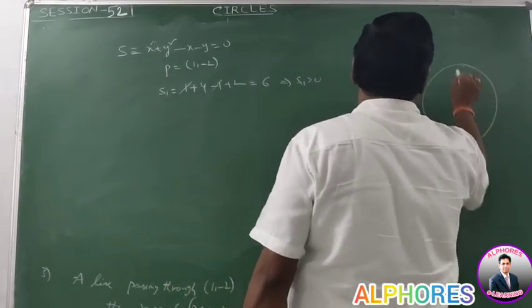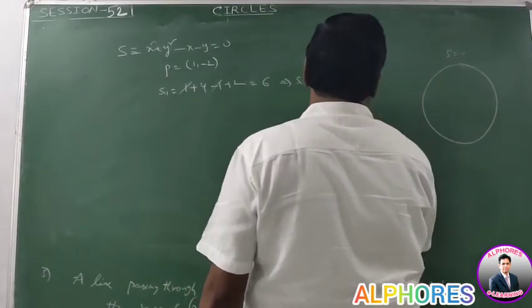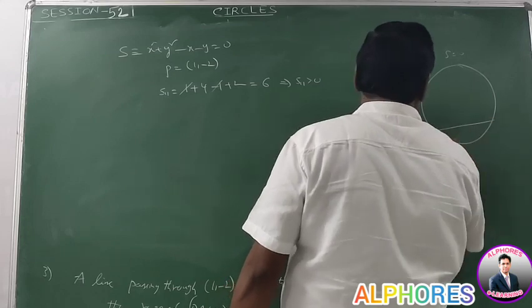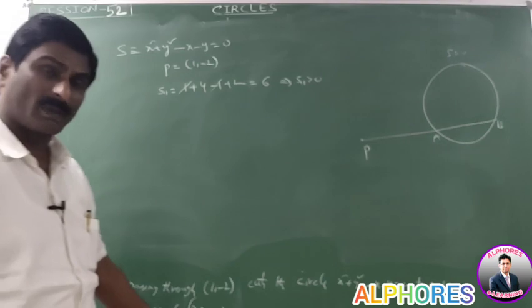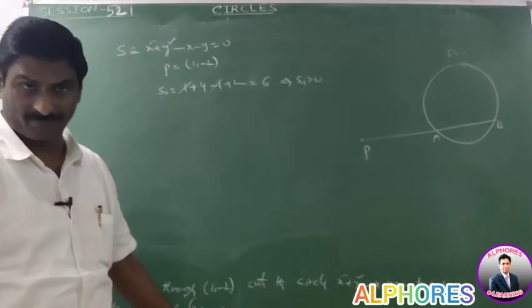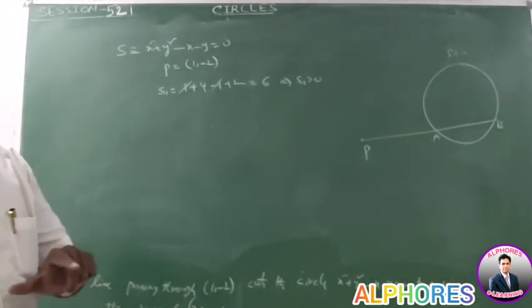Given circle S = 0, P is a point. If the line through P meets the circle at A and B, then what is the range of PA + PB? Range is nothing but the maximum and minimum values. Here, PA is positive and PB is positive.